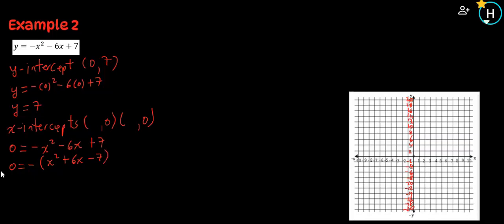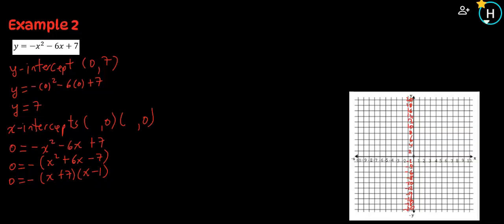To factor the trinomial, we need to find two numbers whose product is negative 7 and whose sum is 6. In this case it is (x plus 7) times (x minus 1).